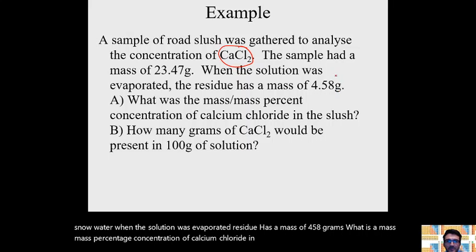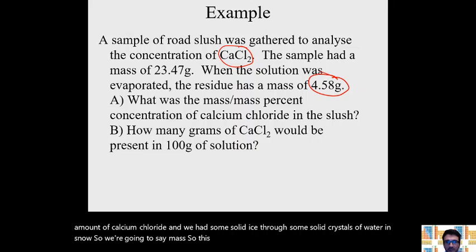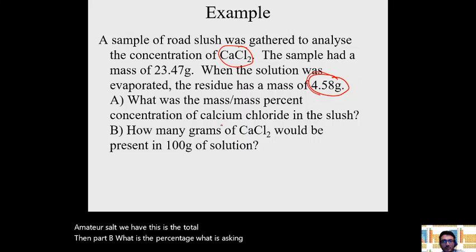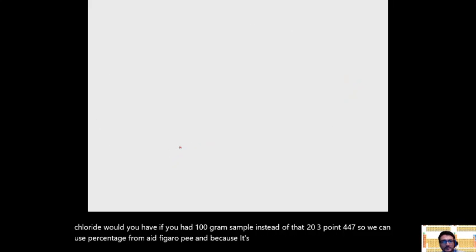So originally we had a certain amount of calcium chloride, then we had some solid ice, or some solid crystals of water in the form of snow. So we're going to say mass. So this is how much salt we have. This is the total. Then part B, so what is a percentage? What it's asking us, part B, is how many grams of calcium chloride would you have if you had a 100-gram sample instead of that 23.7? So we're going to use this percentage from A to figure out B. And because it's 100, it should be pretty simple.